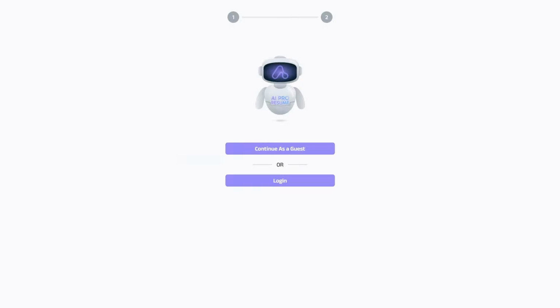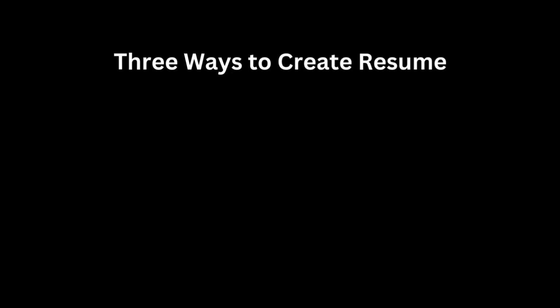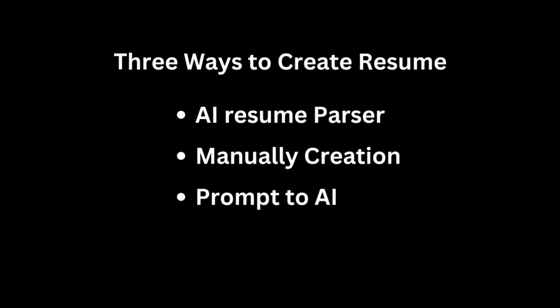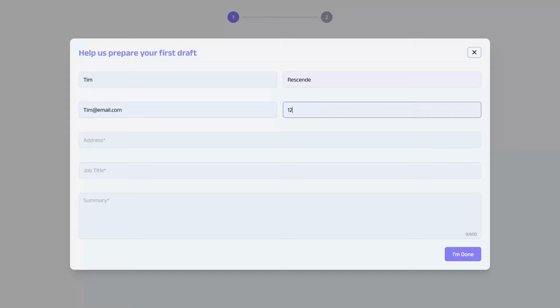Let's start creating a resume. On AI Pro Resume, you can begin as a guest or register for full AI features and maximum functionality. You can create a resume in 3 ways. 1. AI Resume Parser. 2. Manually. 3. Prompt to AI. Now, let's create a resume manually.